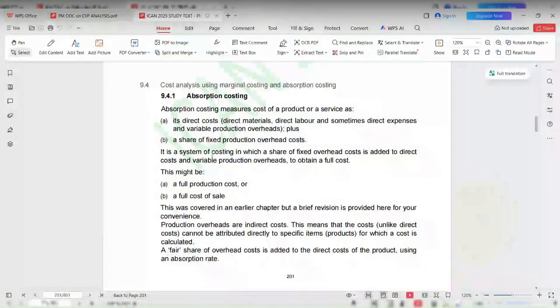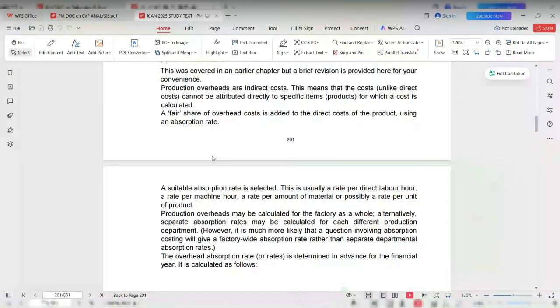This was covered in an earlier chapter, but a brief revision is provided here for your convenience. Production overheads are indirect costs. This means that the cost, unlike direct costs, cannot be attributed directly to the specific product for which a cost is calculated. A fair share of overhead cost is added to the direct cost of the product using the absorption rate. A suitable absorption rate is selected.